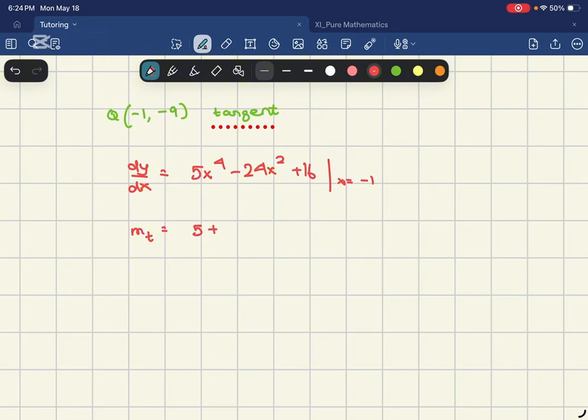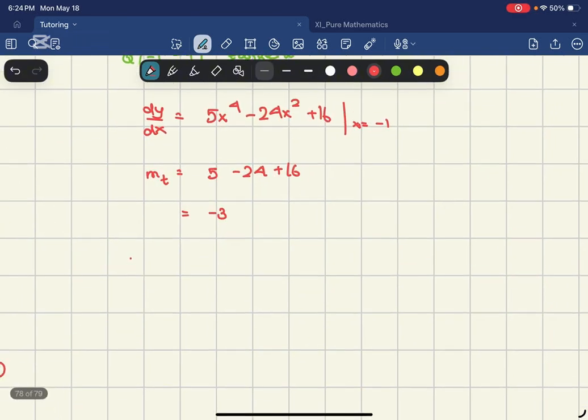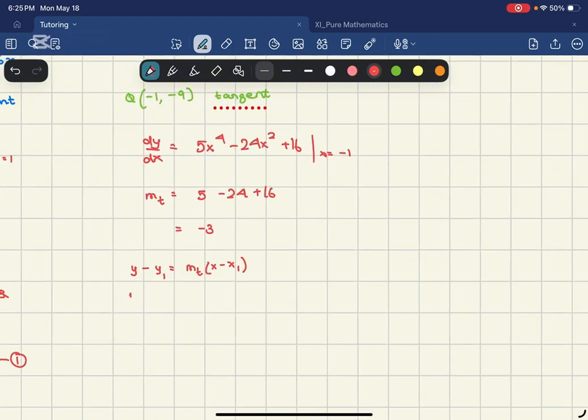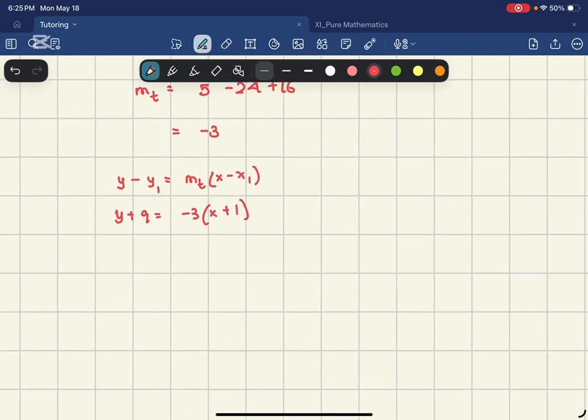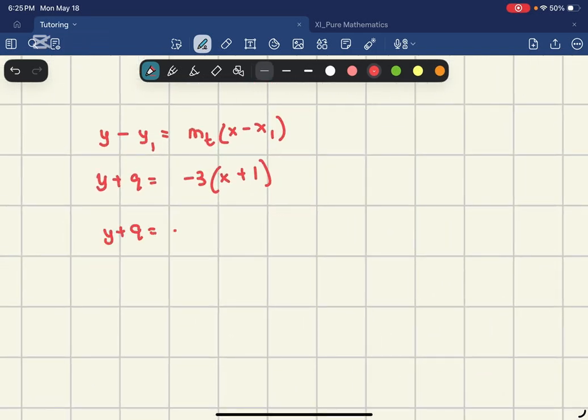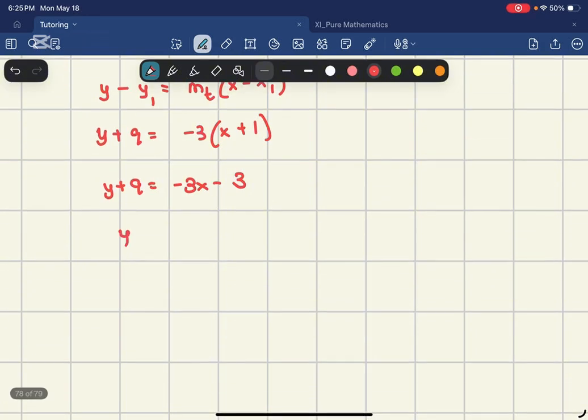So you are going to get 5 minus 24 plus 16 if you substitute negative 1. And that is going to be negative 3 again. So the equation of the tangent line is y minus y1 equal to mt times x minus x1. So y1 is negative 9. So y plus 9 equals minus 3 times x plus 1. X minus minus 1 is going to give you positive. So y plus 9 is minus 3x minus 3. And y is minus 3x plus 6.